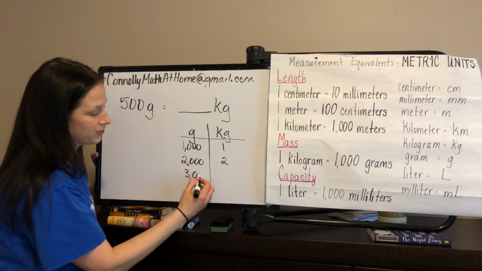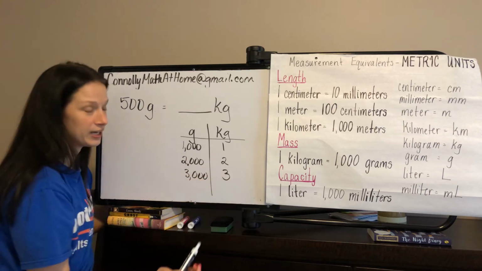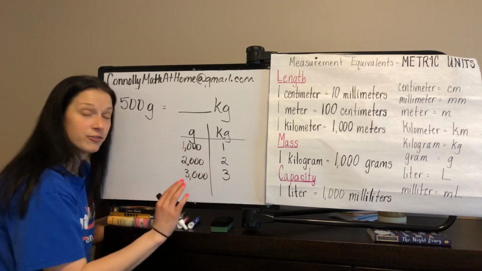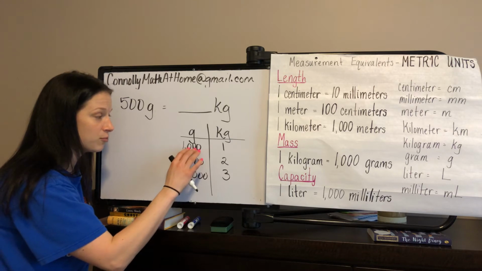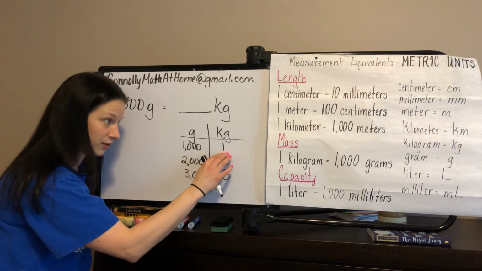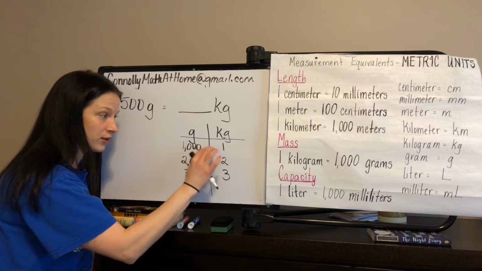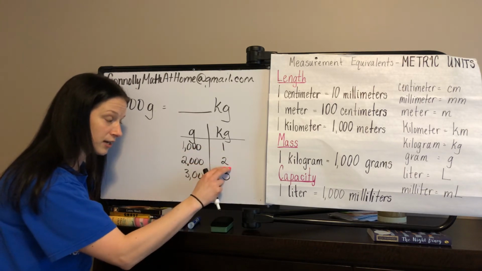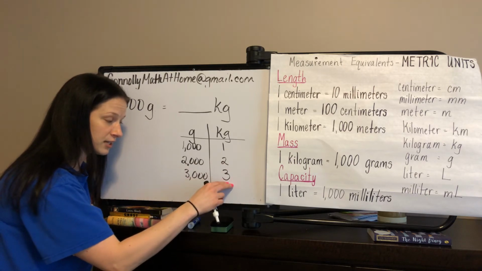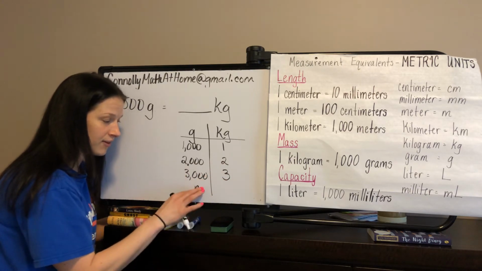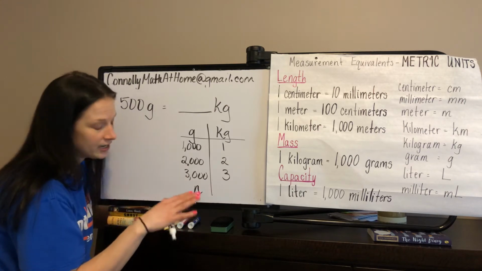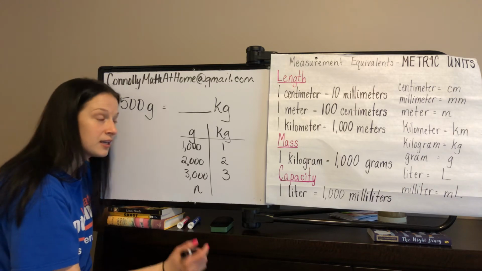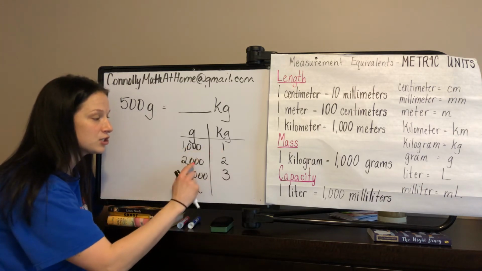And if I have 3,000 grams, I have 3 kilograms. So what you want to ask yourself is, what do we do every single time to figure out how to get from 1,000 grams to kilograms? How did I get from 1,000 grams to 1 kilogram? I do the same thing to get from 2,000 grams to 2 kilograms, 3,000 grams to 3 kilograms. I want to know if any number at all was in here. Any number at all? What would we do to it to figure out the number of kilograms? So pause if you need a second to see the relationship between the rows.